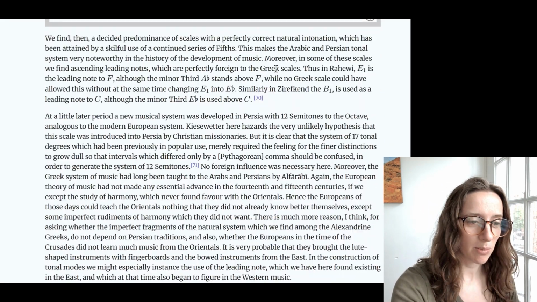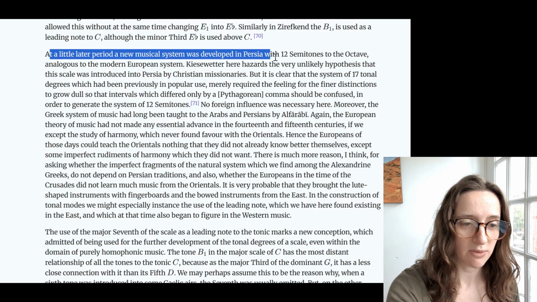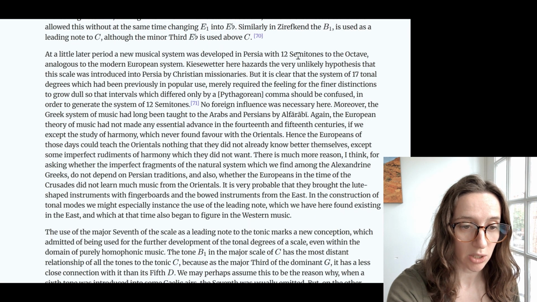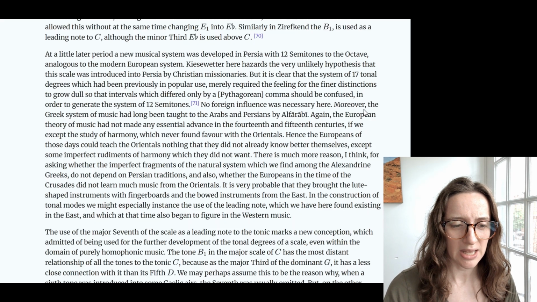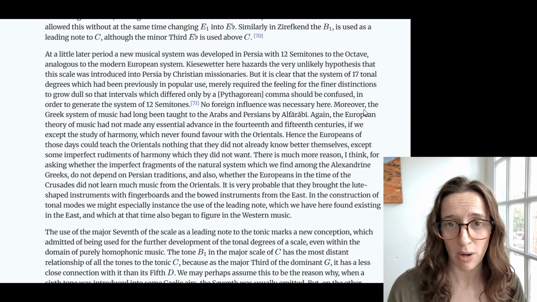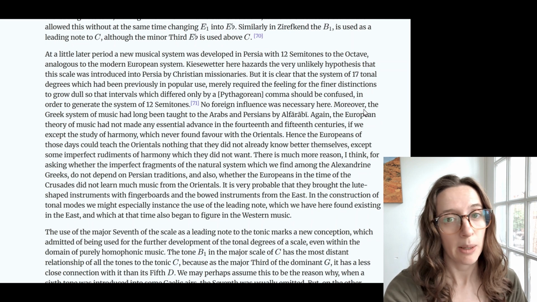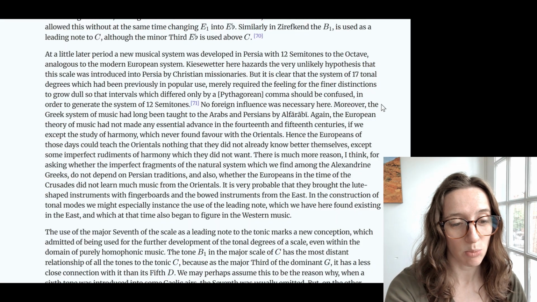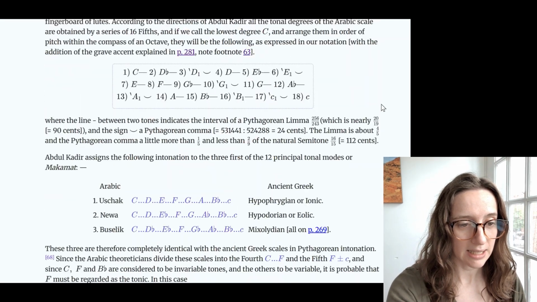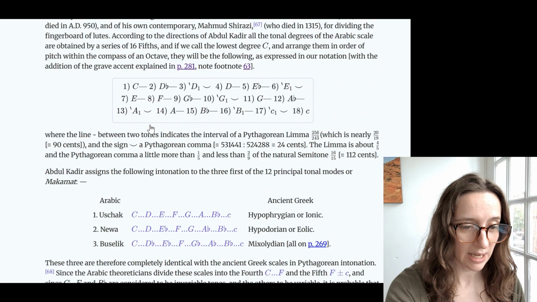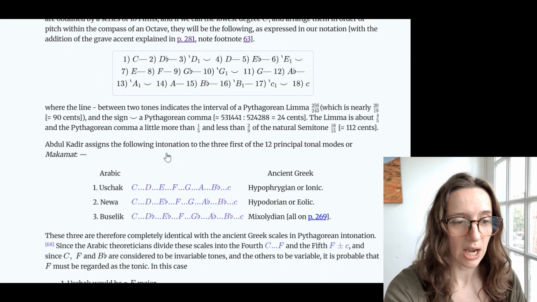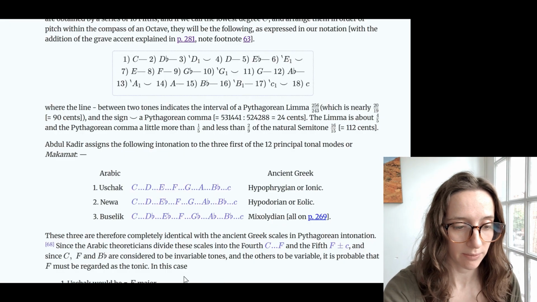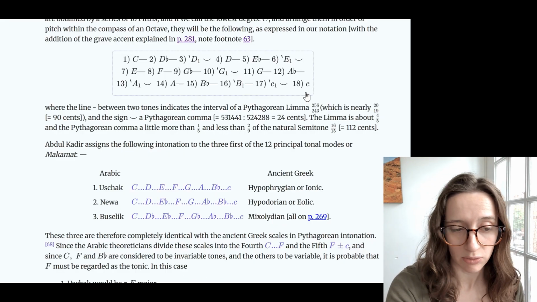But moving on, a new musical system was developed in Persia with 12 semitones to the octave, analogous to the modern European system. Apparently, the presiding hypothesis was that Christian missionaries introduced the 12-tone scale to Persia, but Helmholtz doesn't buy it. He thinks that it's more likely that these tones separated by a comma were over time melded together, and we arrived at a 12-tone scale.